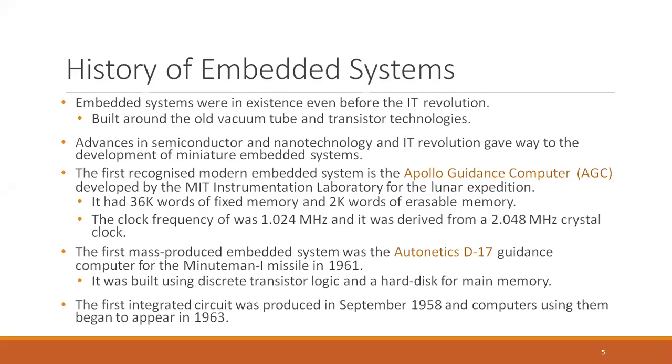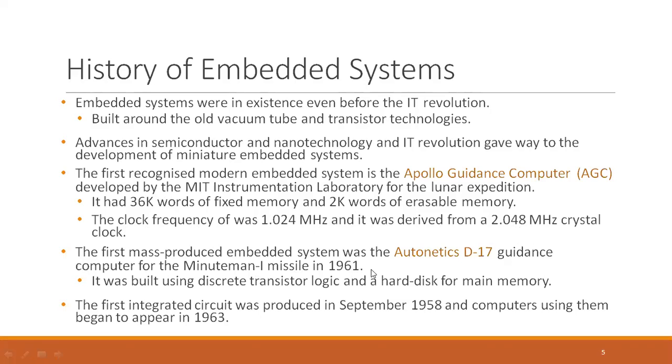It has 36,000 words of fixed memory and 2K words of erasable memory, right? So this has 36 kilobytes of words of fixed memory and also 2 kilobytes of words of erasable memory as well. The clock frequency is 1.024 megahertz, and it was derived from the 2.048 megahertz crystal clock, right? It has a speed of 1.024 megahertz.